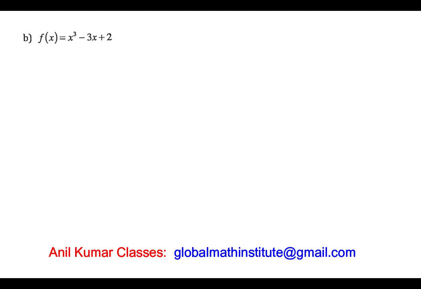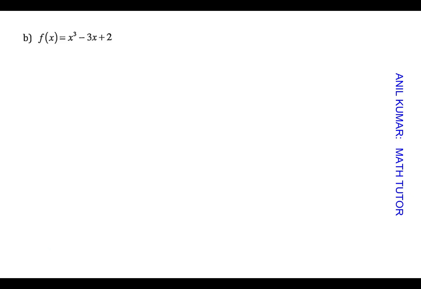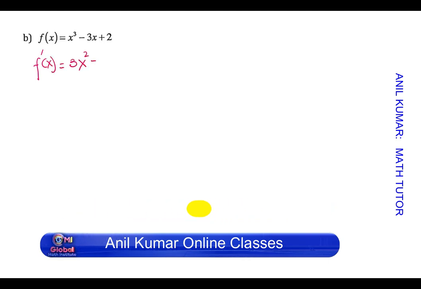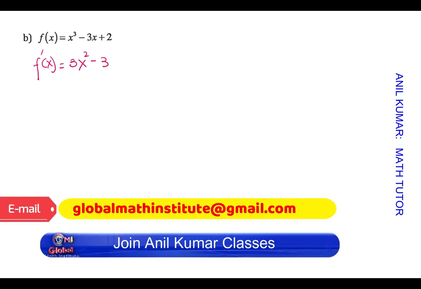Let's take up the next example, which is f of x equals x cubed minus 3x plus 2. The procedure to be followed is to find the derivative, correct? Which in this case is 3x squared minus 3. Now, find the critical number.